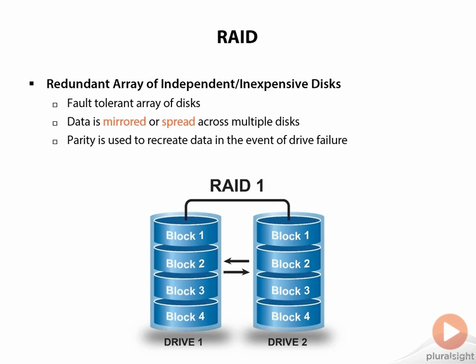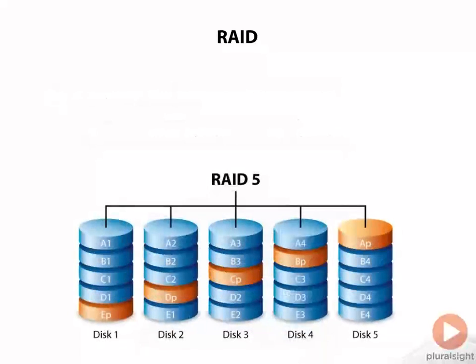Now, there is one method of RAID that's not fault-tolerant. We'll cover that in just a moment. But for the purposes of our discussion, it is a redundant and fault-tolerant setup. Right? So data can either be mirrored, in the case here of RAID 1, or it can be spread across multiple disks, and we'll talk about that in just a moment. So let's take a look here.